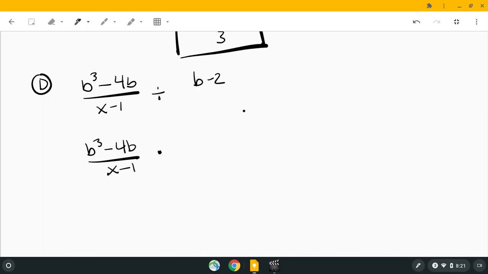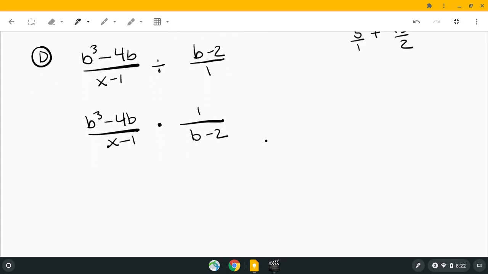So just like with numbers, suppose you have something like that. If you have 5, you can always turn it into a fraction by putting it over 1. So same thing over here. This b minus 2, you can put it over 1. So here we have to flip it, take the reciprocal, and this is what we get. All right, so we did our KFC.